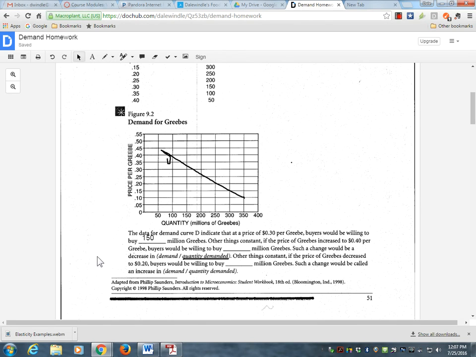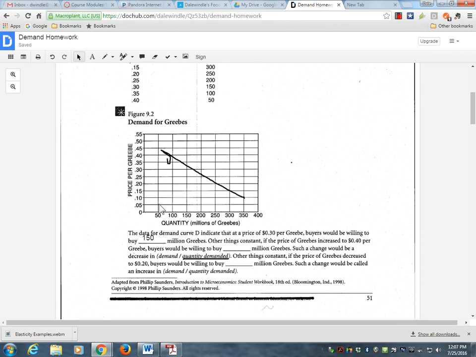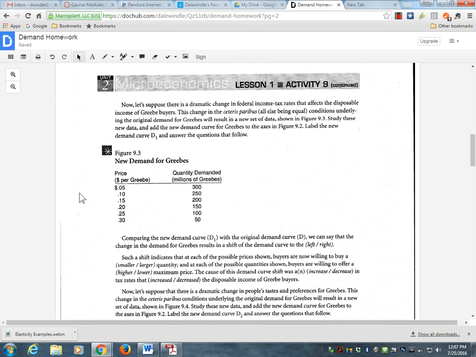Okay, now you've got another situation here. Let's say there's a dramatic change in federal income tax rates that affects the disposable income of greave buyers, and so now we've got this new schedule that's going to change demand. Changing incomes changes demand. We've got this new schedule, and it wants us to come back to this same space and graph it, and it's going to look something like this. Well, it's going to be straighter than that, but it's going to be a curve shift to the left, and that is obviously a decrease in demand.